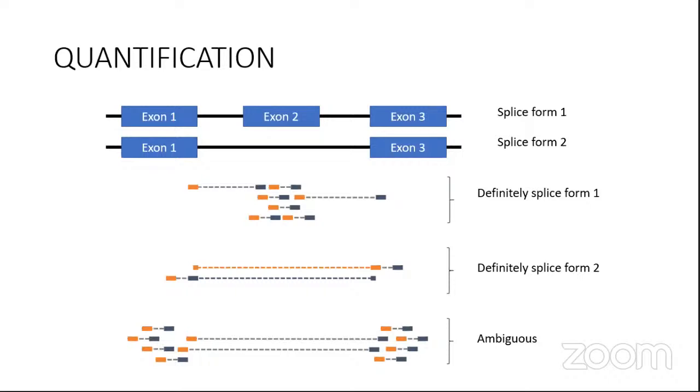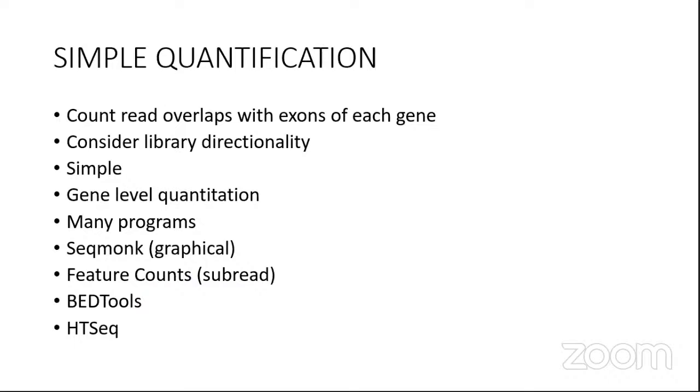Now let us look at the different kinds of quantification. First, simple quantification: count the reads that overlap with the exons of each gene. Suppose these are my genes, this is one gene, this is one gene, this is one gene. In each gene we will have different exons, so we have to count the reads that overlap the exons that are present. This is a simple quantification. We just count the reads and see how the quantification is happening.